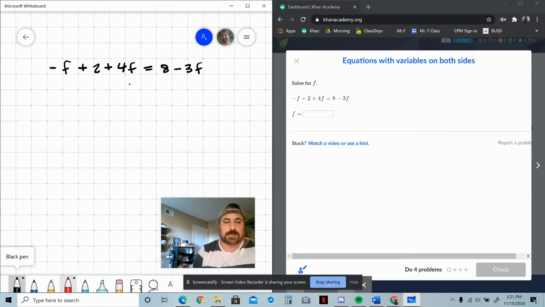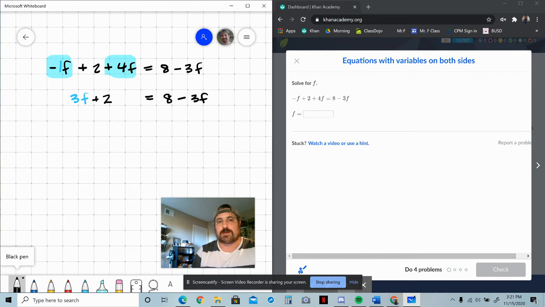So the first thing that I'd like you guys to do in this problem is to identify like terms on the left-hand side and see that this is a negative f, this is a positive 4f. And so what you do is you get negative 1f, there's always a 1 there if there's nothing there, so that'll be negative 1f, right? Plus 4f, add those together and get the simplified version of f on the left-hand side. So negative f plus 4f is going to be positive 3f, right? So you get positive 3f, and then the plus 2 comes along for the ride, and that's equal to, on the other side, 8 minus 3f.